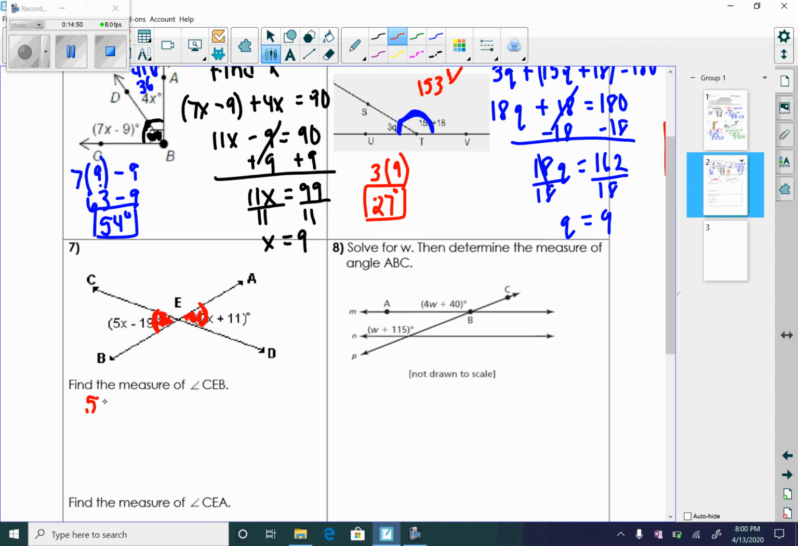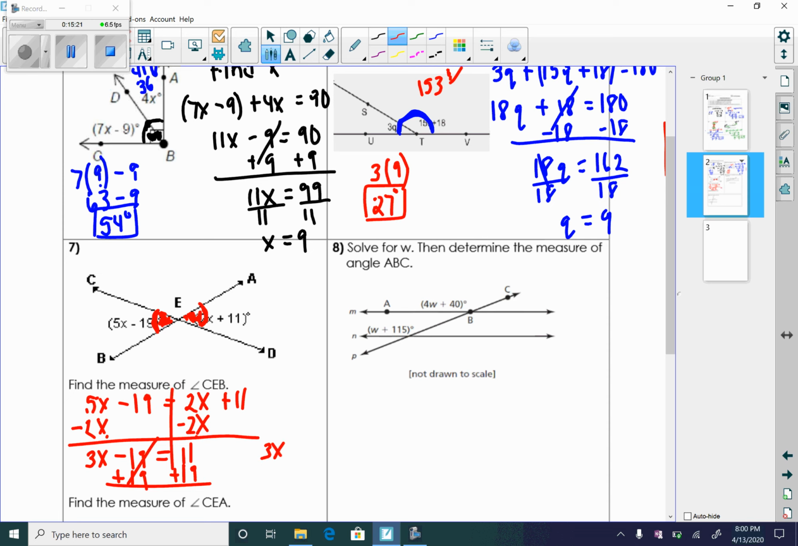So the equation is just going to be 5x minus 19 equals 2x plus 11. Again, I have to move variables to one side. So I'm going to subtract 2x from both sides. That's going to give me 3x minus 19 equals 11. I'm going to add 19 to both sides.